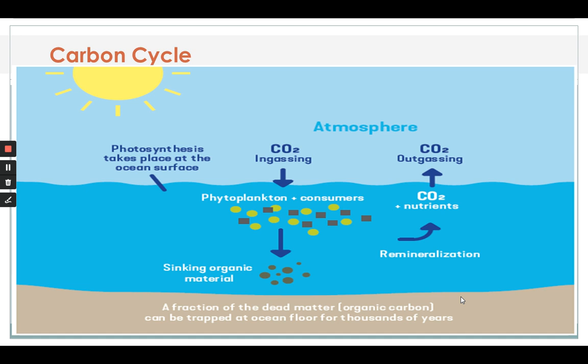CO2 also enters into the ocean carbon cycle when tiny organisms called phytoplankton, and by the way, phytoplankton is Greek for drifting plants, use it for photosynthesis and become part of the ocean's food chain. Furthermore, ocean life also produces waste, dies, and decomposes, much like what happened in the previous diagram. And all these release CO2, just like it happens on land.